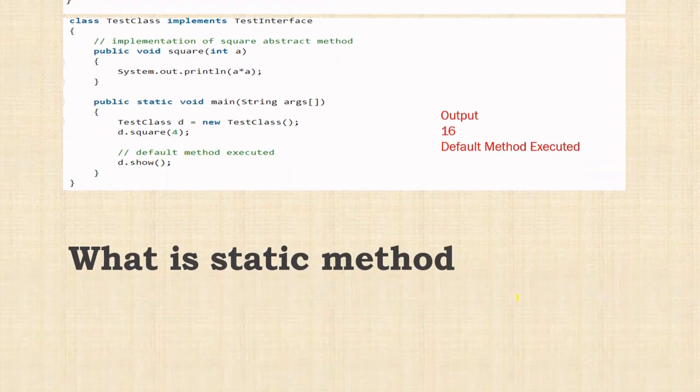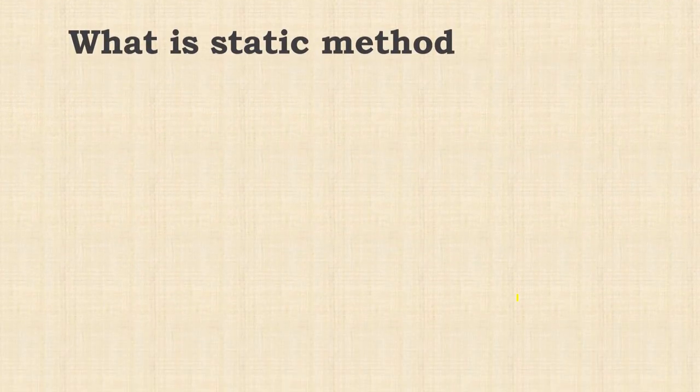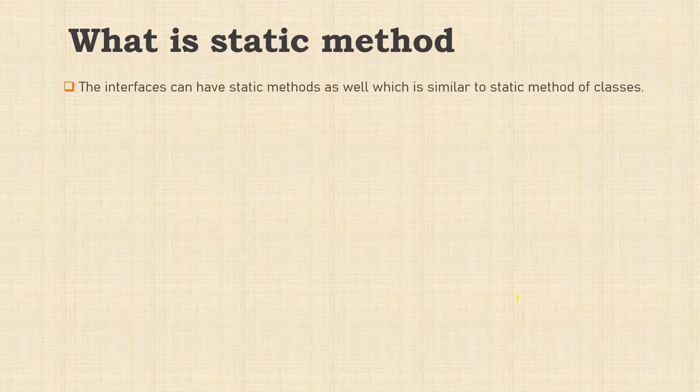Next, what is a static method? Any interviewer can ask about the static method concept after the default method concept, so this is also important. The interface can have a static method as well, which is similar to a static method of classes. Before Java 8 we could also write a static method, but it had to be at class level, inside the class. And a static method you can't override.